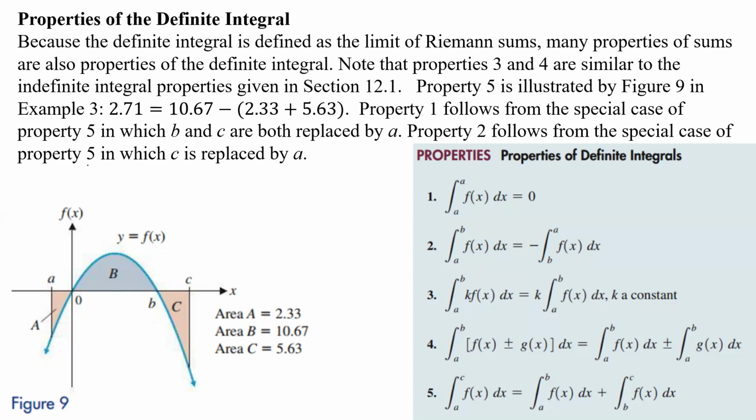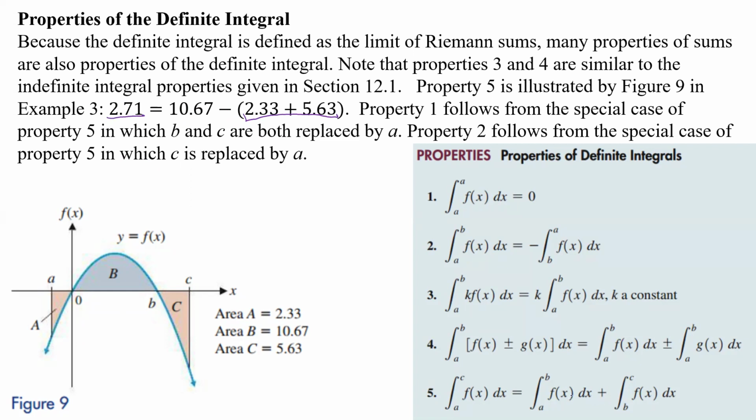The key thing is the overall area is going to be 2.71, because this is bigger. We're taking the positive area, which is 10.67, and subtracting off the negative areas, the 2.33 plus the 5.63. So we're taking the two areas that are below, adding those together, and subtracting that off of the positive area above, and we get 2.71. That's what 5 is doing.